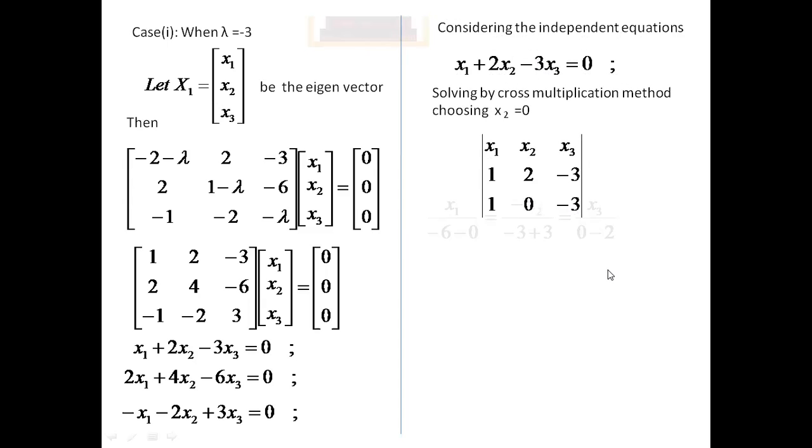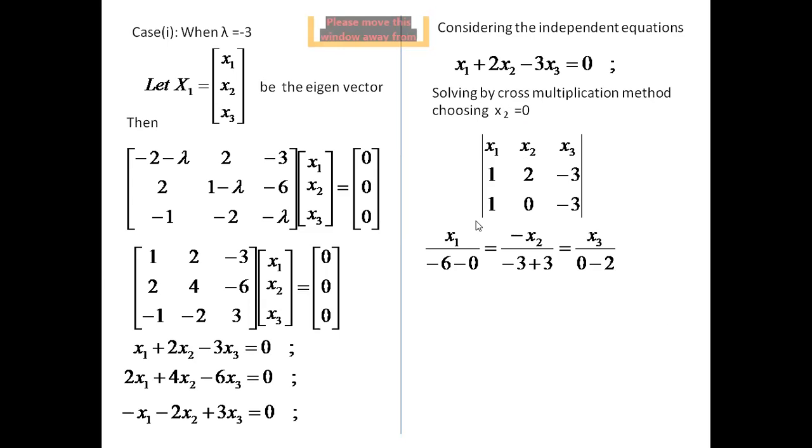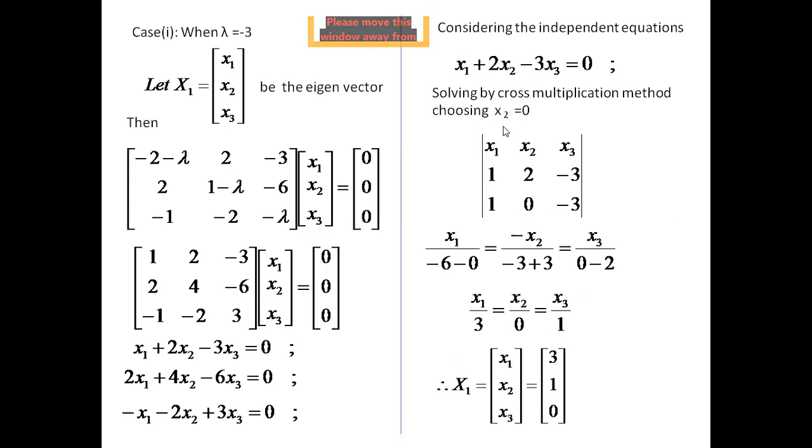Now, you solve by cross multiplication method. How we've done is, I've taken here x2 is equal to 0. Then same method, that cross multiplication method, if you solve it, we get x1 is equal to 3, x2 is equal to 0, x3 is equal to 1. Need not be this answer. If you put x3 is equal to 0, we get another set. If you put x1 is equal to 0, and set, all are correct eigenvectors because it is not unique. So with respect to this condition, this is the one eigenvector.